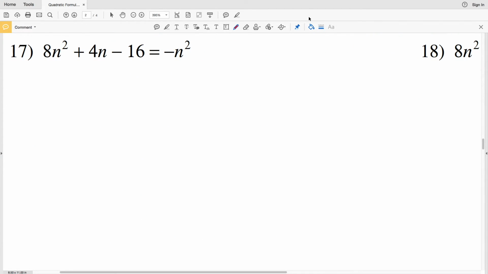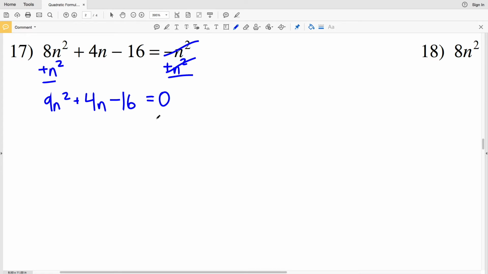Continuing on to number 17, I'll start by adding a positive n squared to both sides. So that'll leave me with 0 on the right-hand side of my equation. 8n squared plus n squared, or 1n squared, is 9n squared. And I'm adding 4n and taking away 16, and that will equal 0.